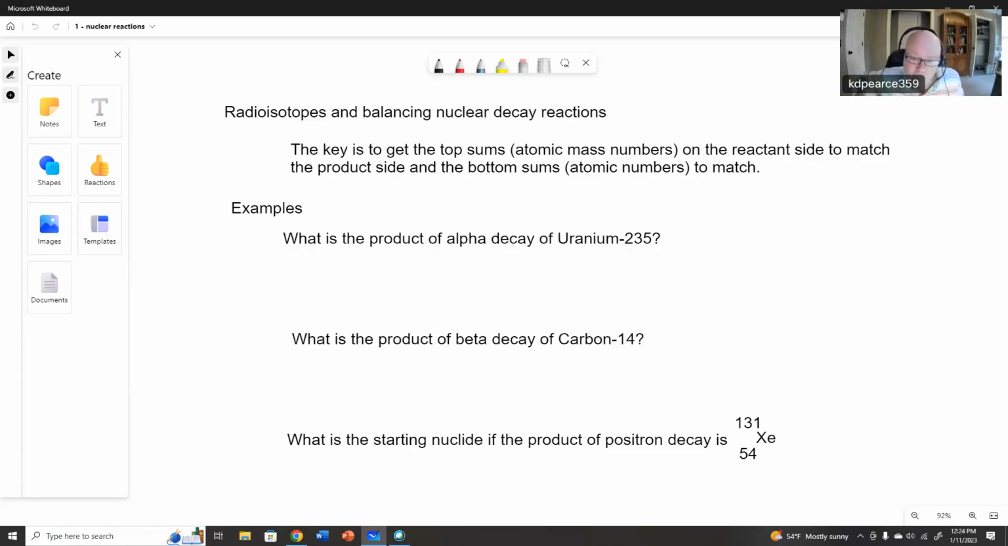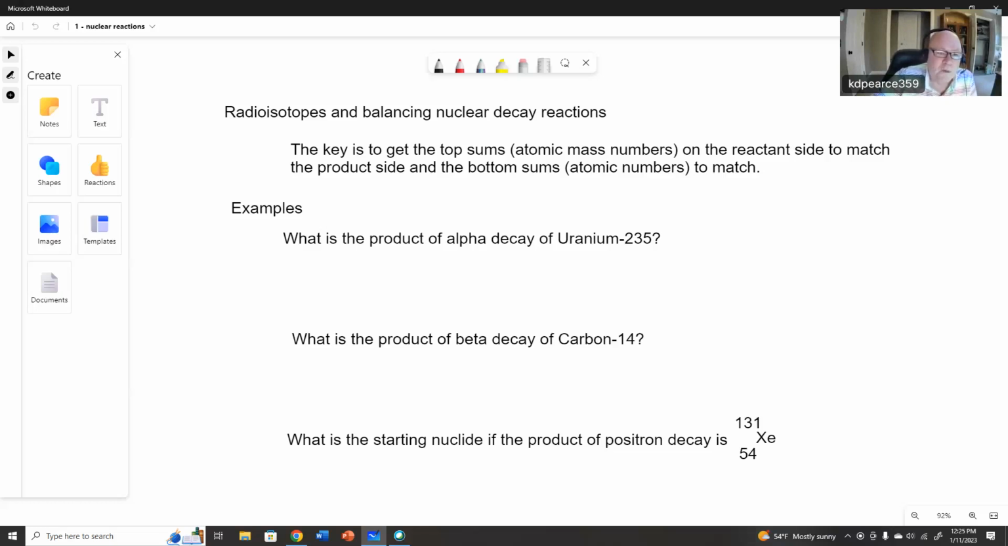And so one of our key skills here, besides getting them to balance, is realizing how to write radioisotopes or isotopes in general just from the words. So our first example is the product of alpha decay of uranium-235. So how would we write that out?